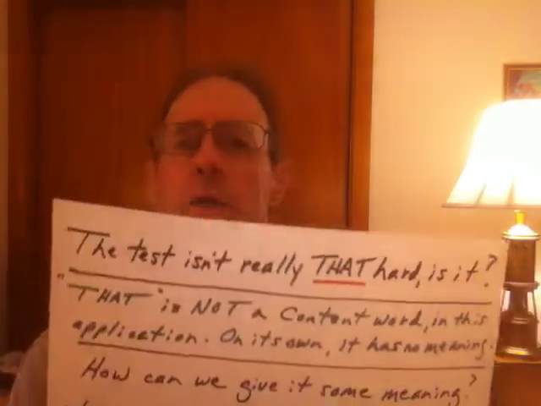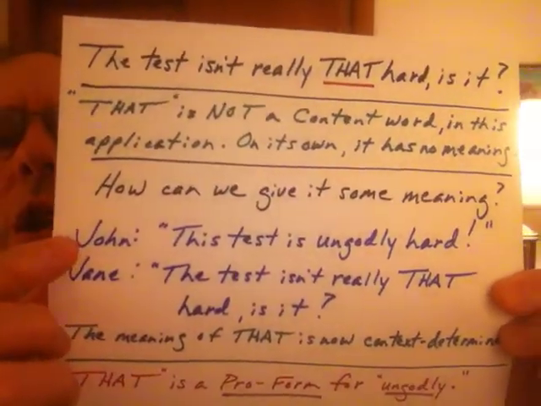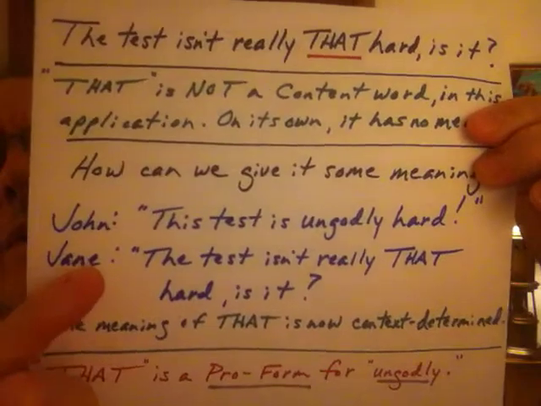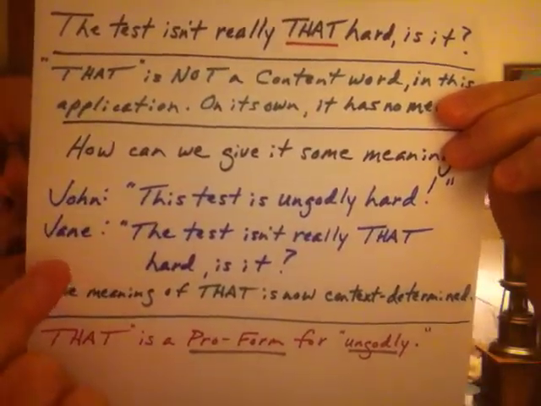All right. Now, how can we give this word in this example sentence some meaning? Okay, let's do what we talked about in the previous two videos. Let's take all the stuff we're saying in context. In our sample sentences, let's put everything in context, all right? Now, here are your new sample sentences. This is John, and this is Jane. And John says, "This test is ungodly hard." And Jane said, "The test isn't really that hard, is it?" Okay, see John and Jane. John says his line, Jane says hers.